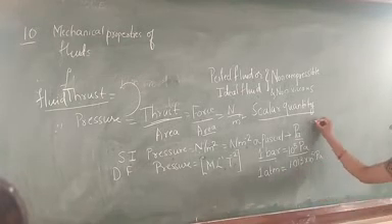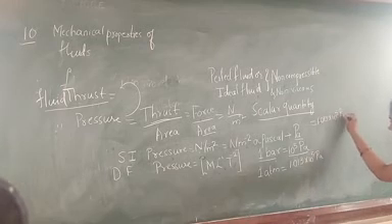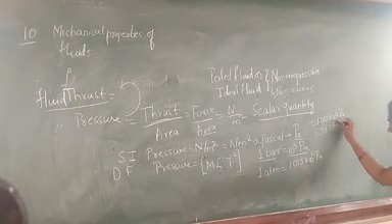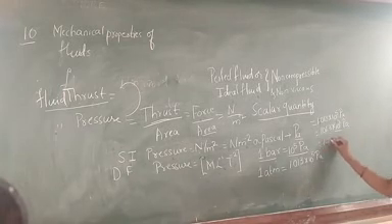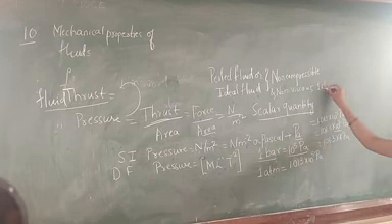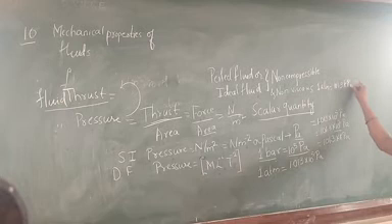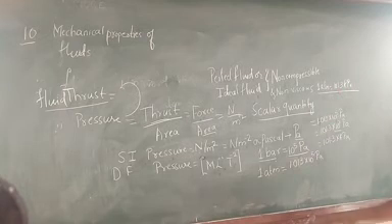Or this can also be written in the form of 1.013 into 10 raised to 5 Pascal, or this can be converted as 101.3 into 10 raised to 3 Pascal. This 10 raised to 3 can also be written as 101.3 kilopascal. The total answer for 1 atmosphere is 101.3 kilopascal. This is for 1 atmospheric pressure. This is just about your pressure.